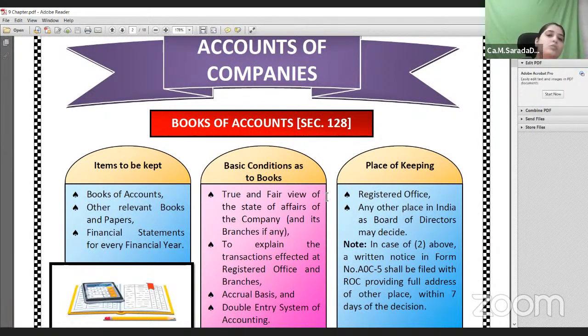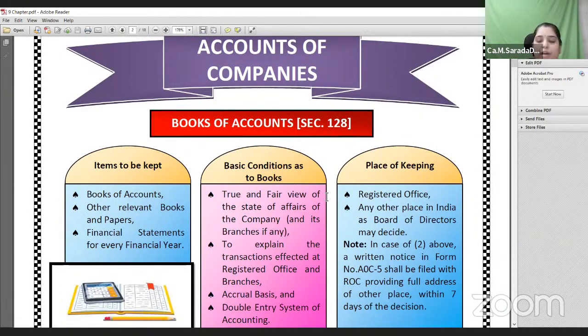Suppose the company wants to keep the books of accounts at a place other than the registered office in India, they can do that. Before doing that, they need to pass a board resolution and intimate the same within 7 days after passing the board resolution. They are maintained on accrual basis and double entry system. But if the company wants to keep the books of accounts at a place other than the registered office, they need to initially pass the board resolution, take the approval of all the directors, and intimate the same within a period of 7 days in the prescribed form number AOC-5 to the ROC. Okay, once after intimating the ROC, they can keep it at any other place.